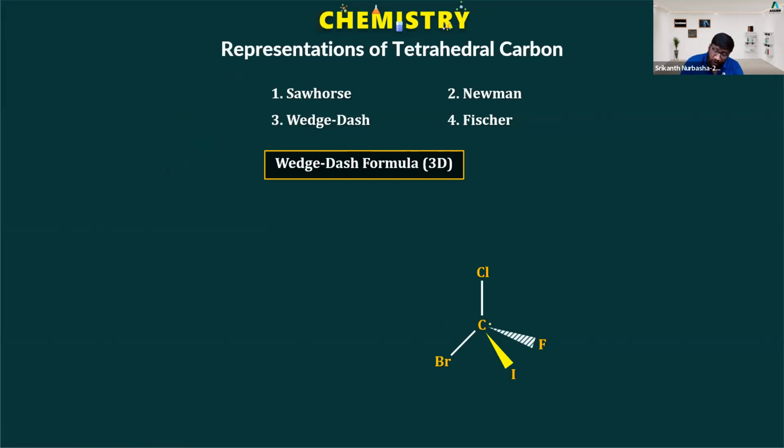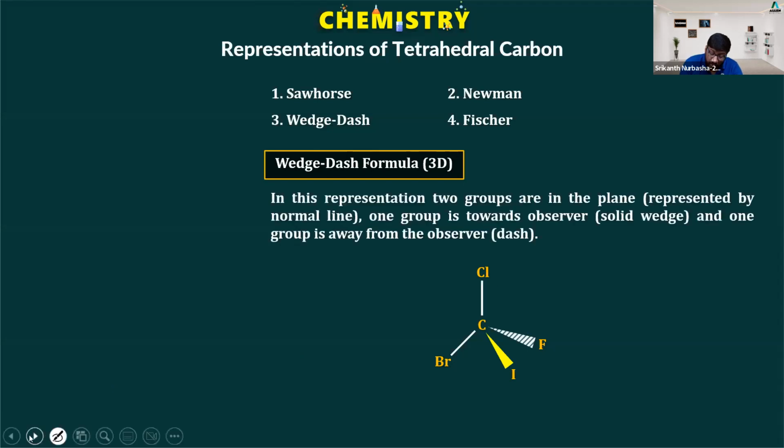In the 3D representation of a molecule, if you have carbon connected with bromine, chlorine, iodine, and fluorine, in this representation 2 groups are present in the plane, represented by a normal line. Whatever normal lines we have written, like the carbon-chlorine bond and carbon-bromine bond, chlorine and bromine are lying in the same plane. That is the plane of this particular screen. One group is towards the observer, a solid wedge, and the other group is away from the observer, that is a dash. The group towards the observer, that is iodine, is represented with a solid wedge.